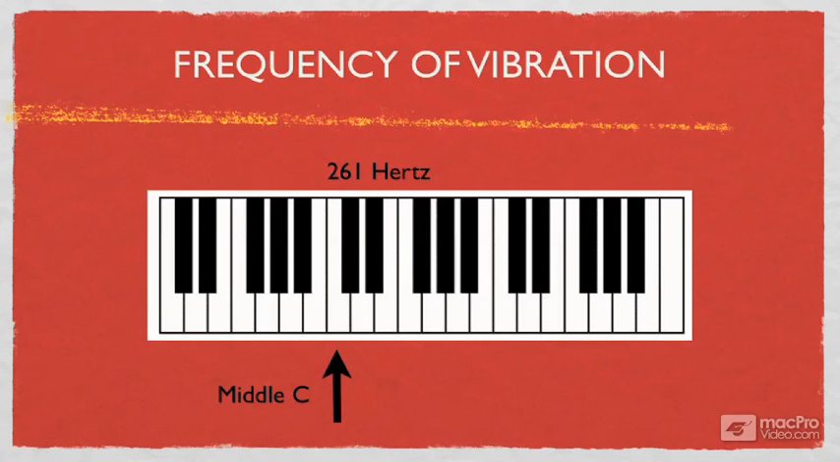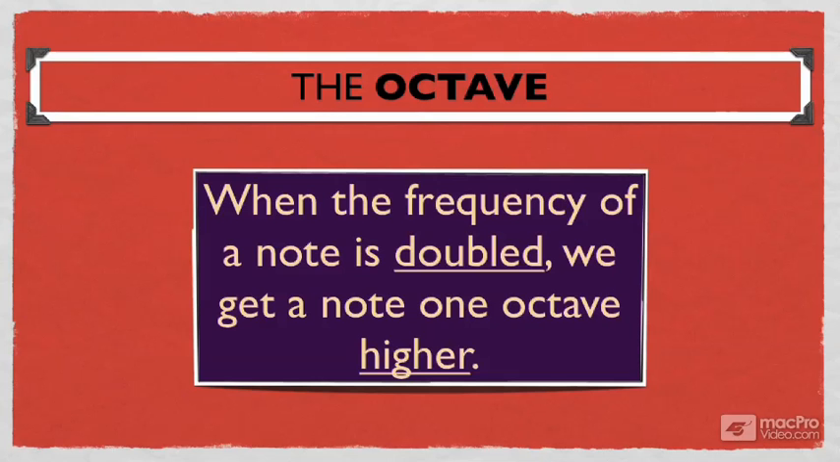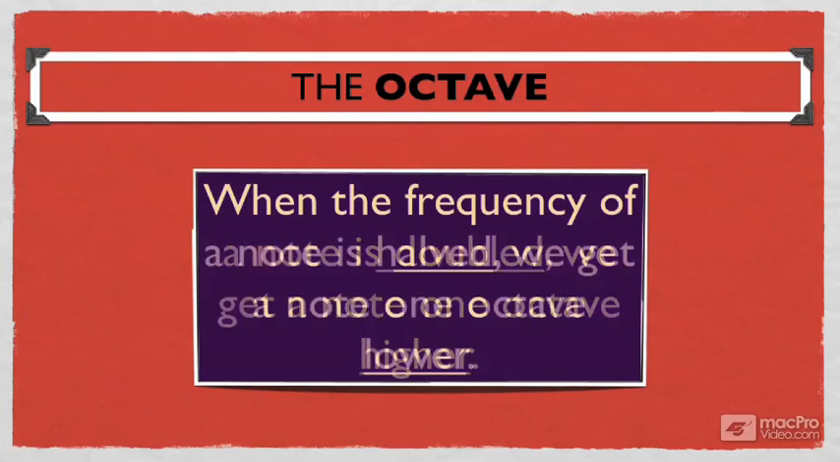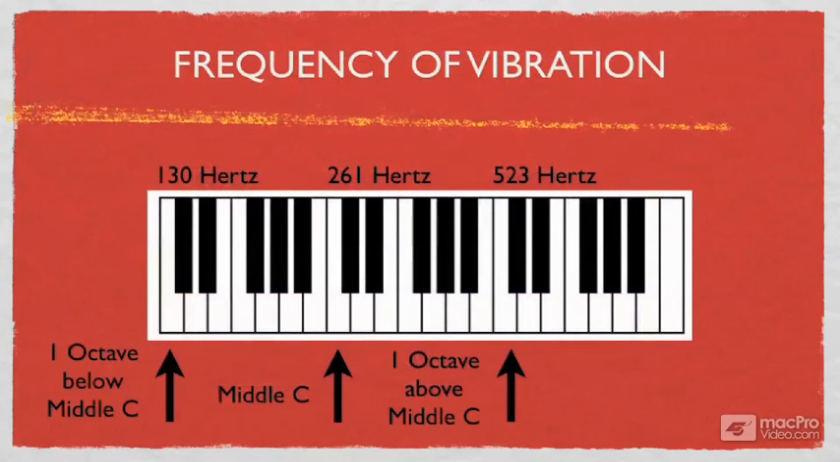When the frequency of a particular note is doubled, we get a note exactly one octave higher. And similarly, when the frequency is halved, we get a note one octave lower. So the C below middle C would vibrate at around 130 cycles per second, whereas the C above middle C would vibrate at around 523 cycles per second.